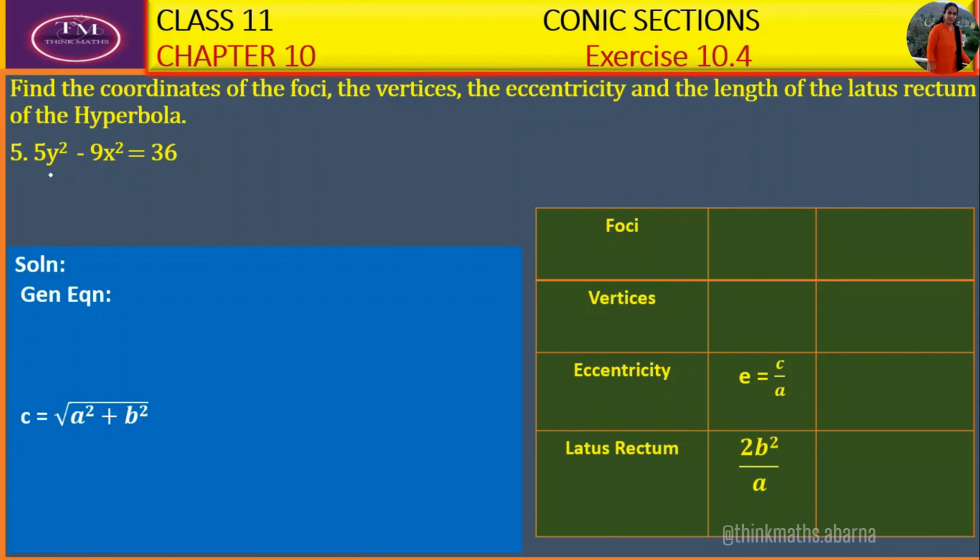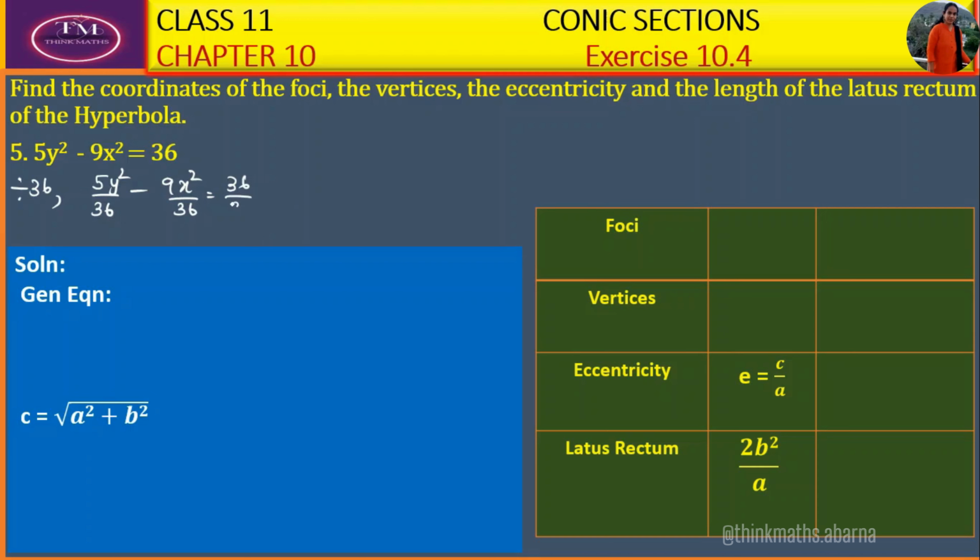Next, 5y square minus 9x square equal to 36. Now we have to convert this to the general format. So to make the right hand side 1, we have to divide by 36. So if we divide by 36, it is 5y square by 36 minus 9x square by 36 equal to 36 by 36.